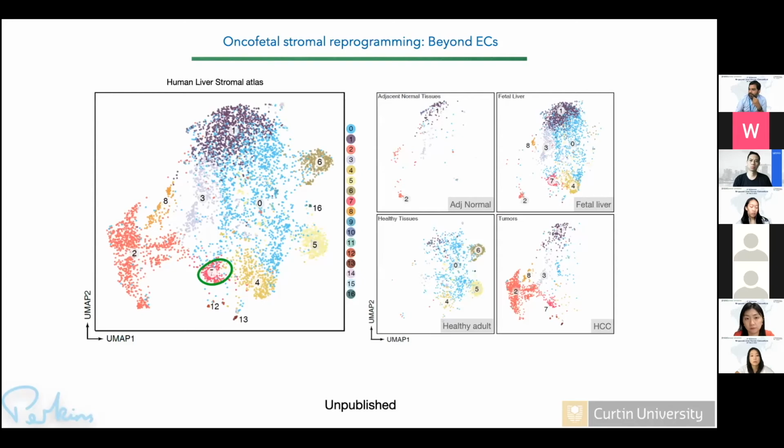And we found that there's particularly one cluster which is present in both fetal liver and the tumor and absent in the healthy tissue as well as normal tissue. So in the previous study, we did not have healthy tissue, but now in this study, we have downloaded some healthy human liver tissue, and we can compare if there are differences between healthy tissue versus adjacent normal or not.